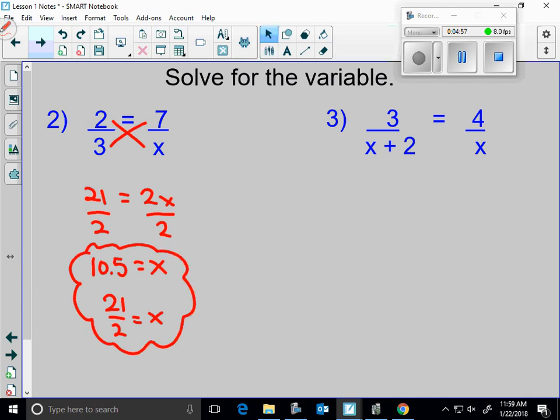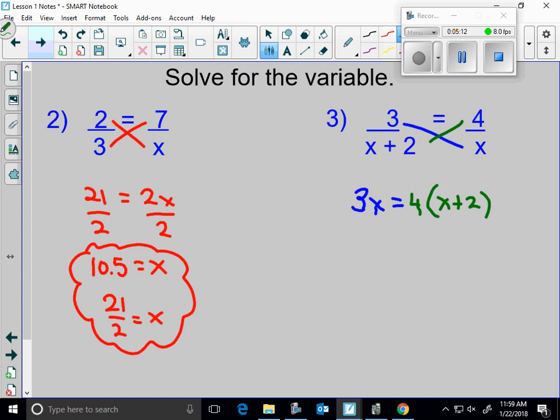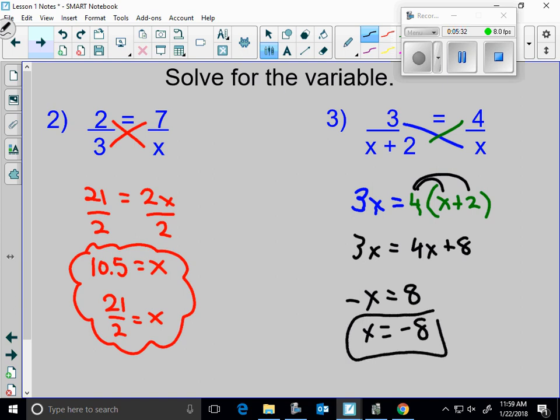Okay, over here, a little bit more to it. I'd get 3x is equal to 4 times the quantity x plus 2. This is where you need to pay attention to detail. That's where children get sniped. If I have 3x, I'm going to distribute the 4 and get 4x plus 8. That's where someone's going to mess things up. So it looks to me like I'd get negative x equals 8. I'm not looking for negative x, I'm looking for x, so x equals negative 8.